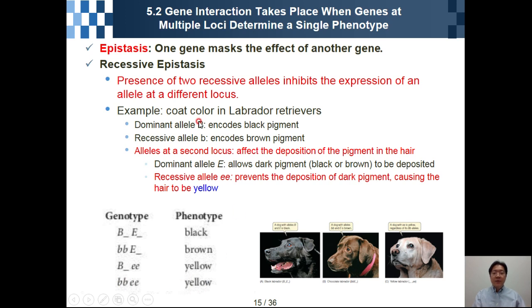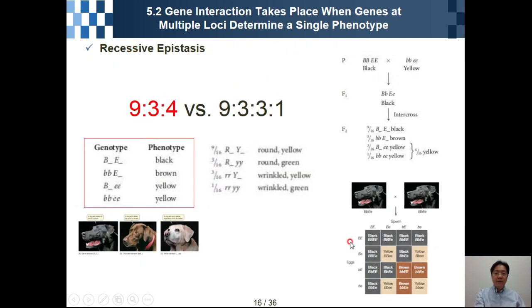Okay, so B is dominant over the small b. If there is a large B and if there is a large E, the color is black. And also if there is a small bb and a large E, the color is brown, like this. Okay. So now, here.